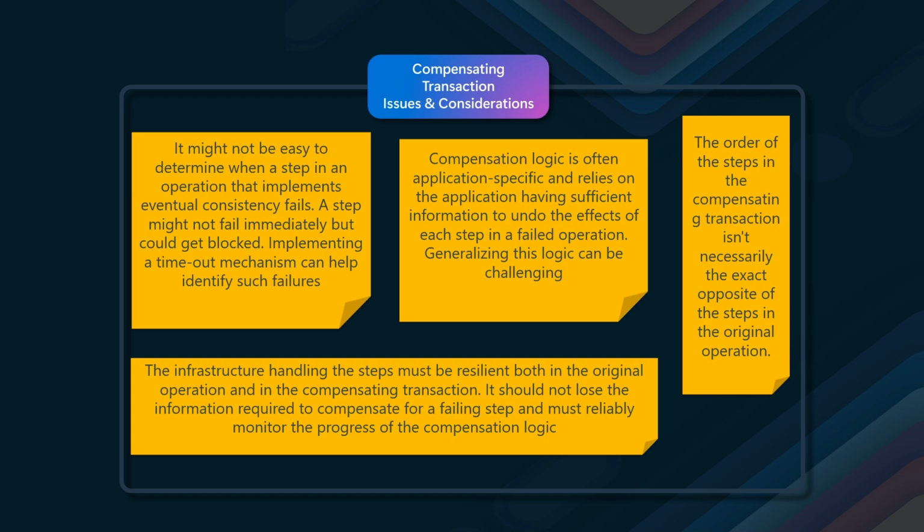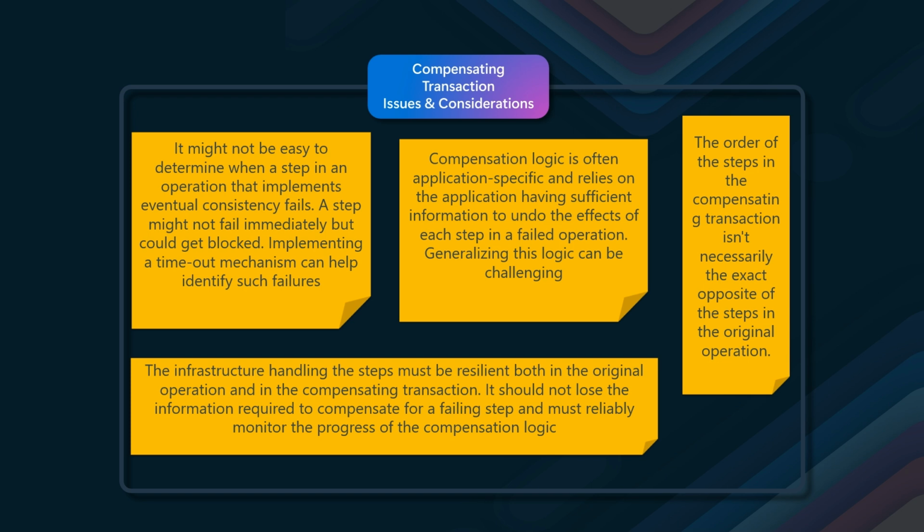Define the steps in a compensating transaction as idempotent commands. This ensures that the steps can be repeated if the compensating transaction itself fails, which is crucial for maintaining consistency. The infrastructure handling the steps must be resilient, both in the original operation and in the compensating transaction. It should not lose the information required to compensate for a failing step and must reliably monitor the progress of your compensation logic.